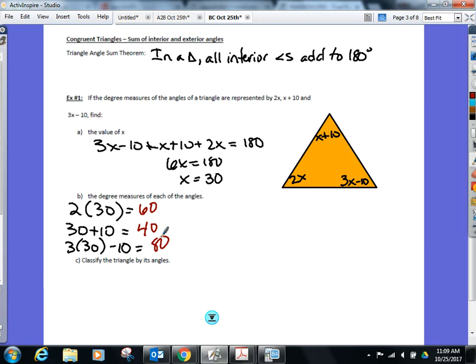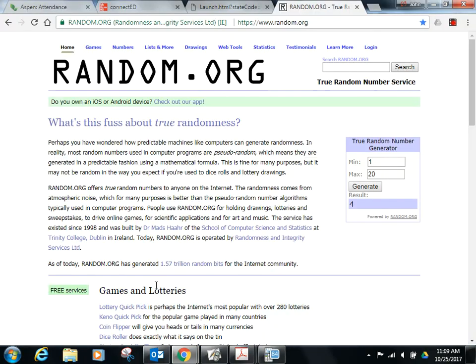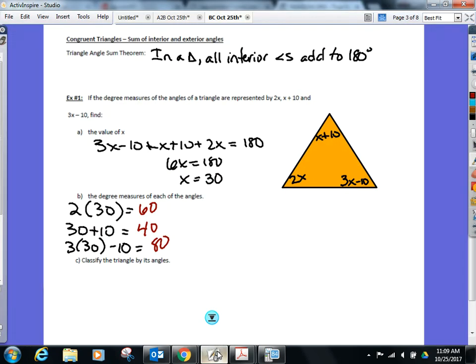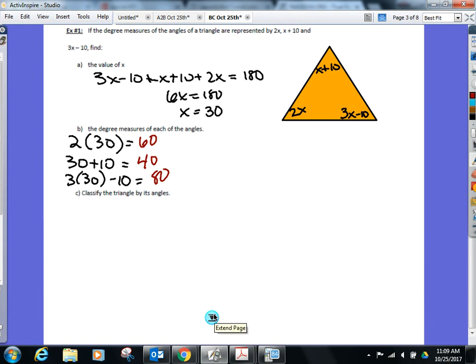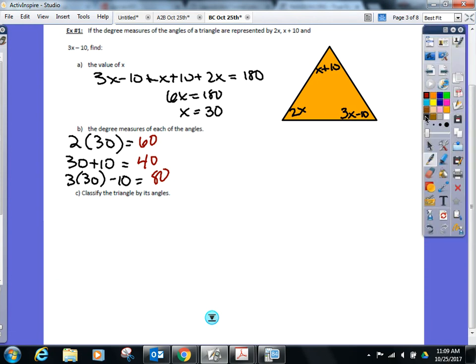If you need to look back in your notes from Monday, name this triangle based on those three angles. Based on the angle measures only. We don't know anything about the sides. There's only certain ways we can name a triangle based on its angles. Obtuse is when one angle is bigger than 90. Do I have one angle bigger than 90? No, I have all three angles less than 90, so this is an acute triangle, yep.